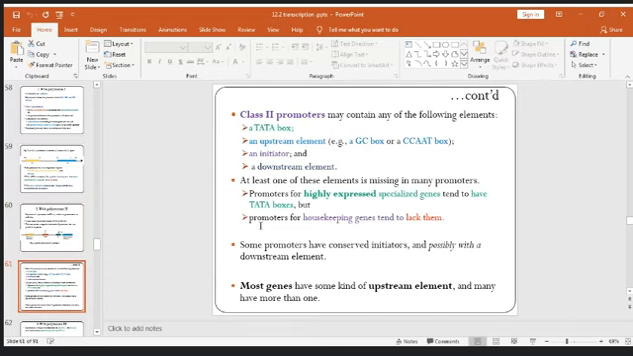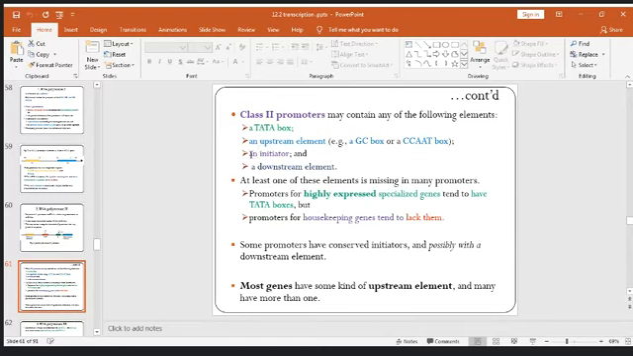So the class 2 promoter regions, because RNA polymerase 2 is there, are the ones we need to discuss. Those regions may contain any of the following elements: TATA box, an upstream element. An upstream element might contain a GC box, a guanosine, cytosine nucleotide rich box, or it might also be a CCAAT box region.